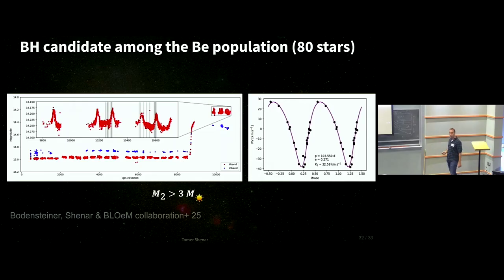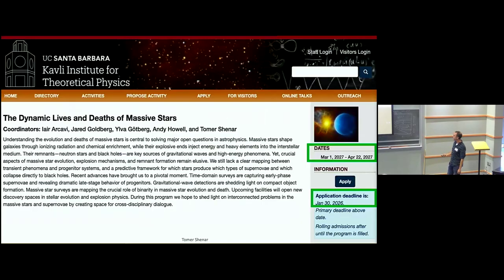We don't know what it is. It could be a stripped star. It could be a black hole. We did look for X-rays. We had zero detections, only an upper limit. So we're not sure what that is, but it's an interesting candidate to follow up on.